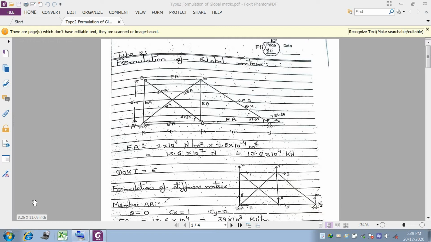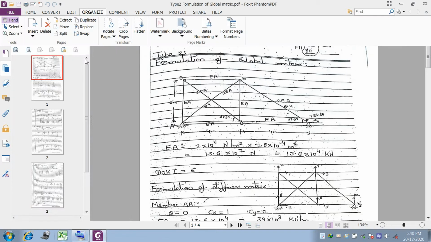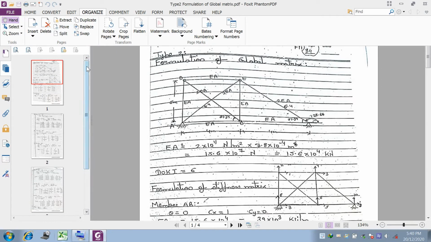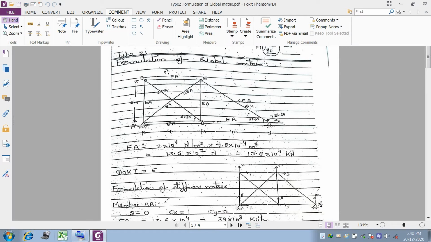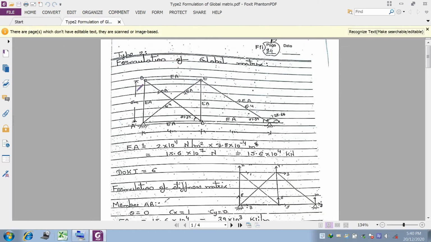Today we will start with type number 2 in the structural matrix of a truss element, that is the formulation of a global load matrix. Under this topic, the truss geometry will be like this. Okay.